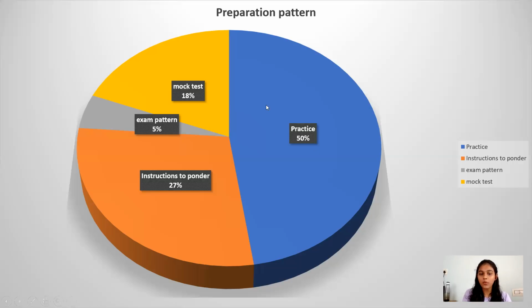Next, one by one, let's check what you have to do first about the exam pattern and everything. Let's check.